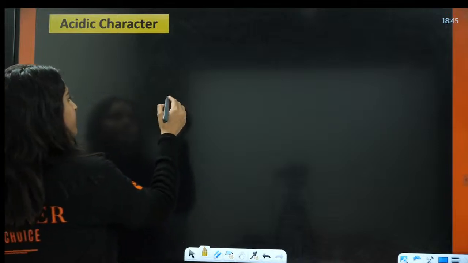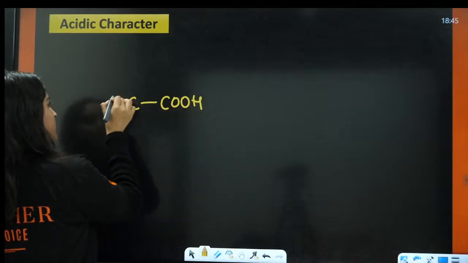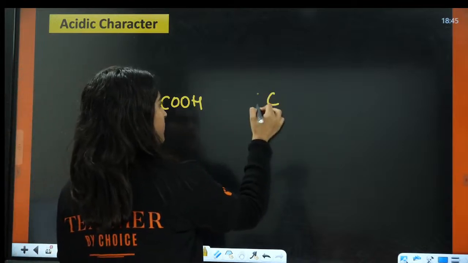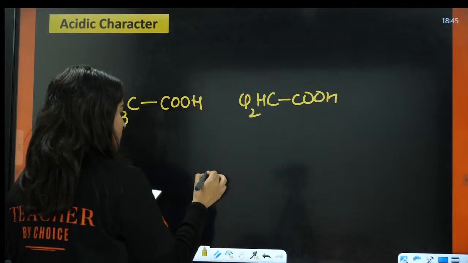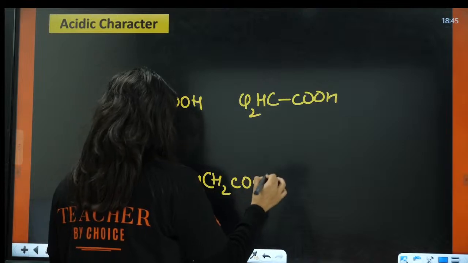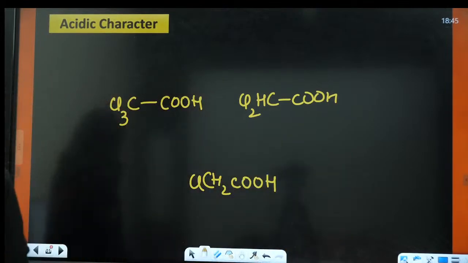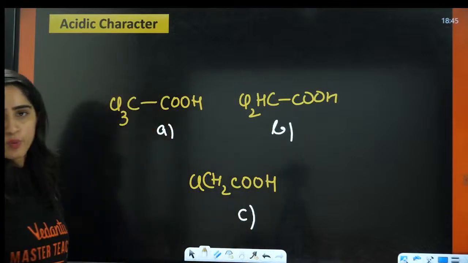Okay. So now, these are the questions. And this is third, that is CH2Cl, and this is COOH. Now, what is the answer? This is A, this is B, and this is C. What is the answer to this question?